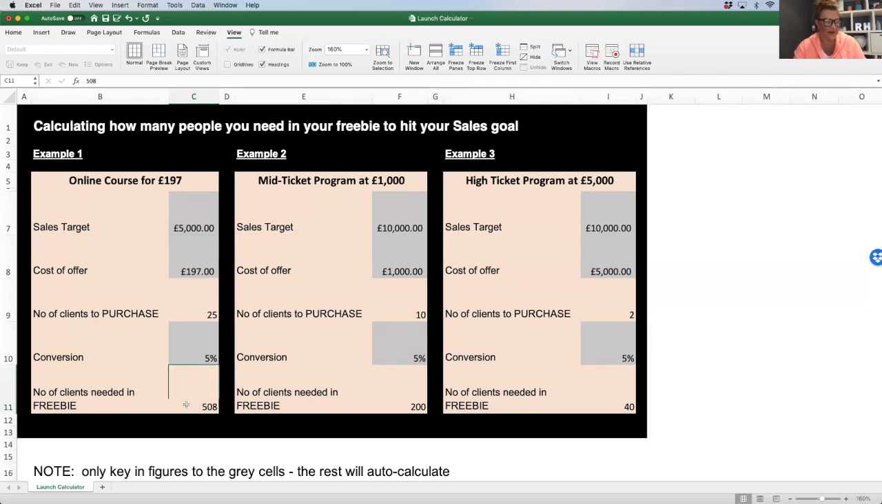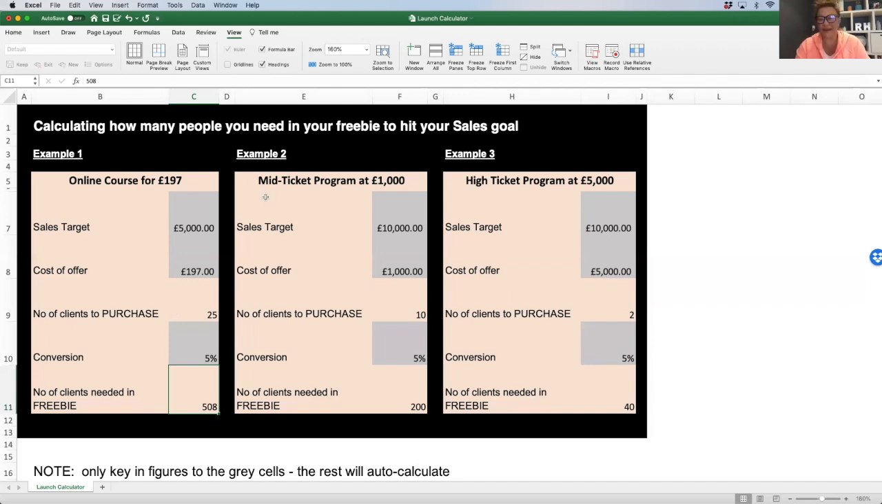And here's the clever bit. This now tells you the exact number of people that you need to have in the freebie. So whatever the freebie is that you've decided to do to launch this online course, you need 508 of them. Because when you apply a 5% conversion rate to 508, that's going to give you the 25 clients that you need. Okay, 508 might sound like a lot, but obviously we can talk about that in your 5-step sales system.